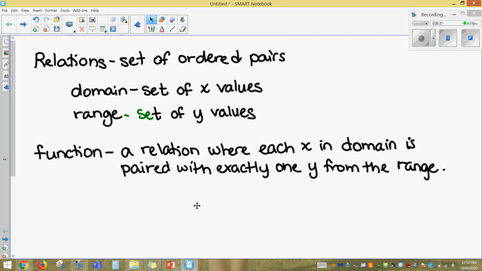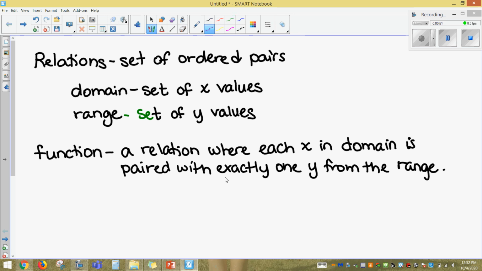So a function is a relation where each x in the domain is paired with exactly one y from the range. If you need to pause and write that down and then turn it back on, go ahead and do that.